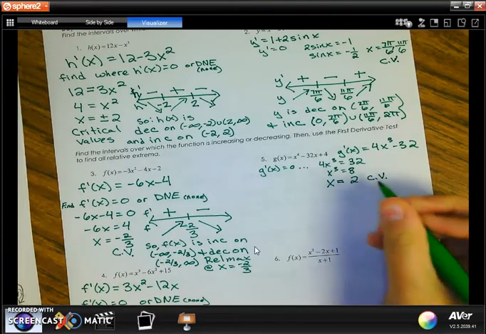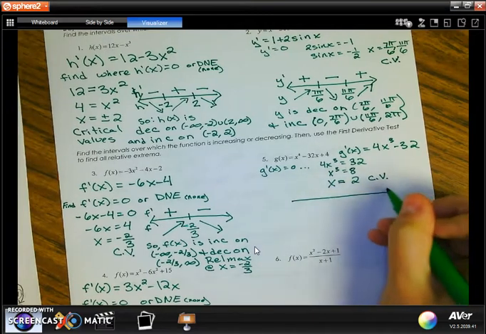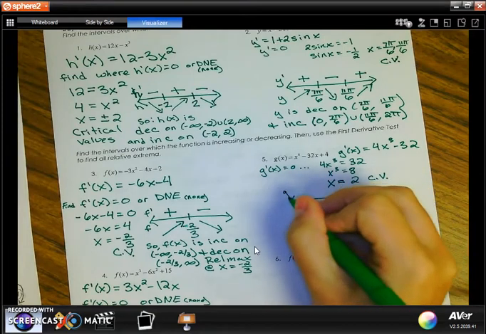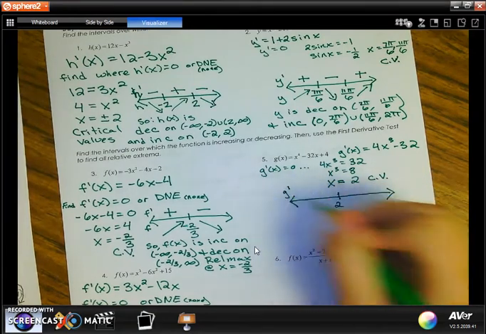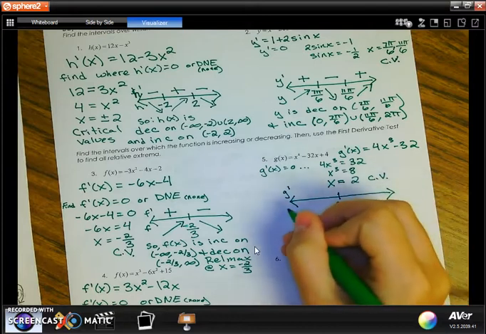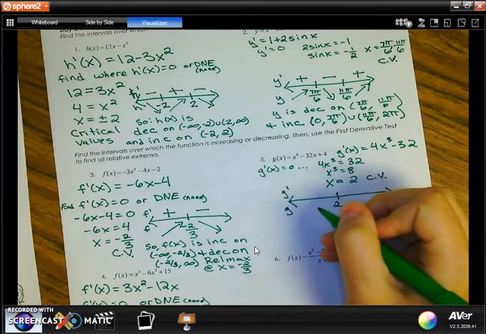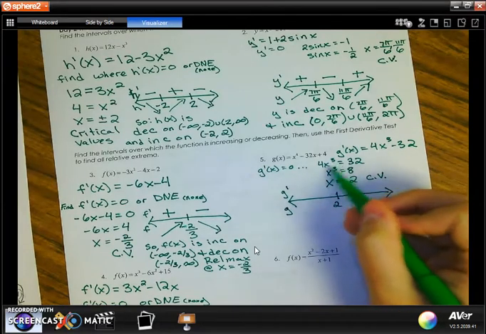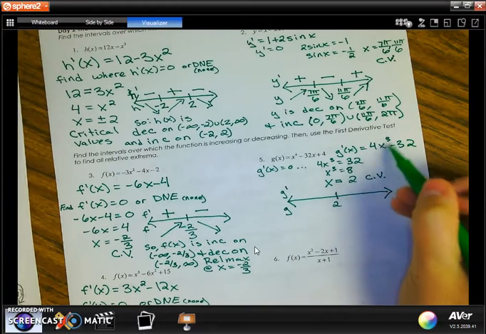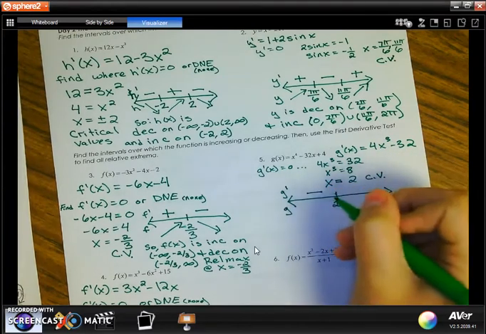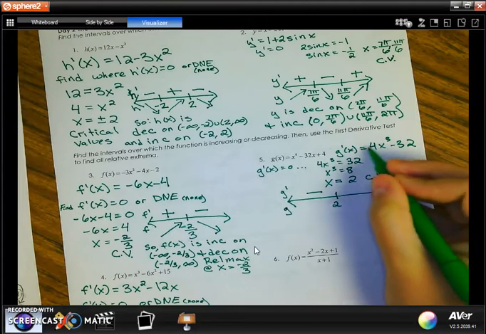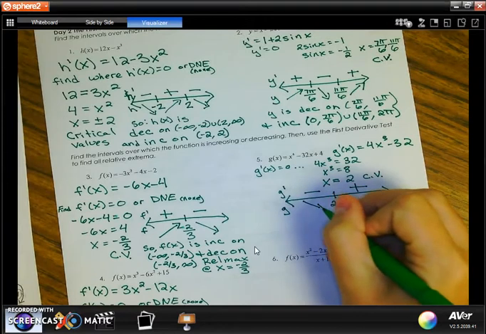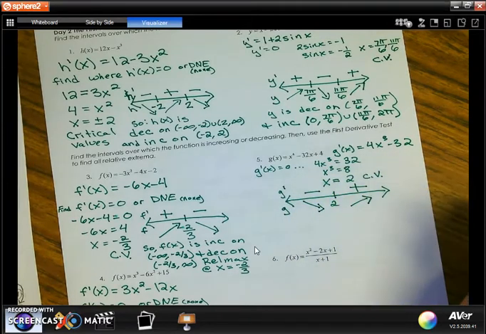So I need to take that 2 and put it on a sign chart. I'm going to plug something to the left of that into the derivative and something to the right of 2 into the derivative. When I plug in something to the left, like a 0, I get a negative, so this will be a negative there. If I plug in a number like a 3, that'll be a big number, minus 32 will still be positive. And so that tells me that I am decreasing and then increasing.